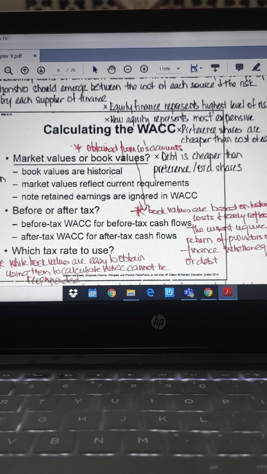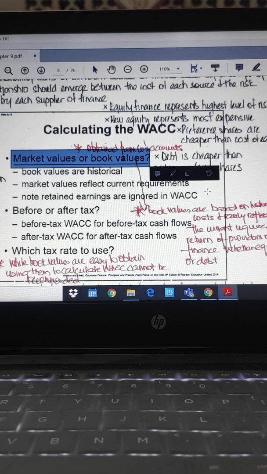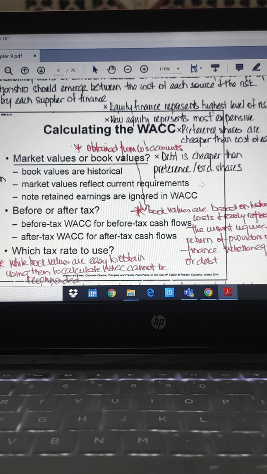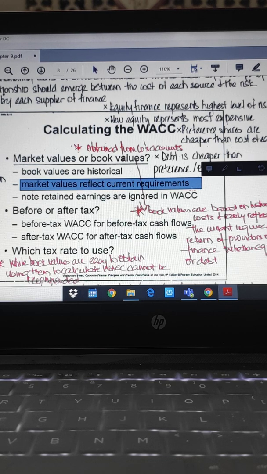We now move on to calculating the WACC, which stands for the weighted average cost of capital. To do this, we have to decide whether we are going to apply market values or book values. In most instances, the question will ask you to calculate the WACC using market values. Why market values is because they are current, whereas book values are historical in nature. If you notice what I have highlighted, market values reflect current requirements.